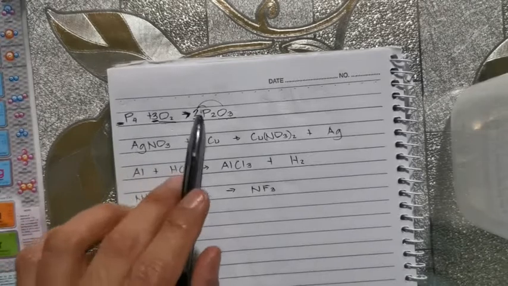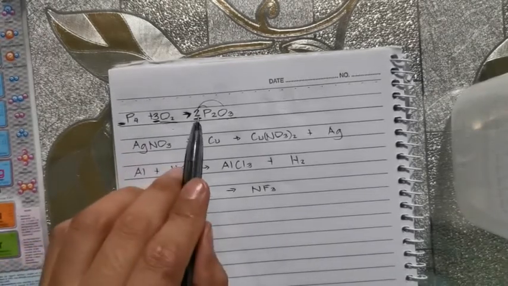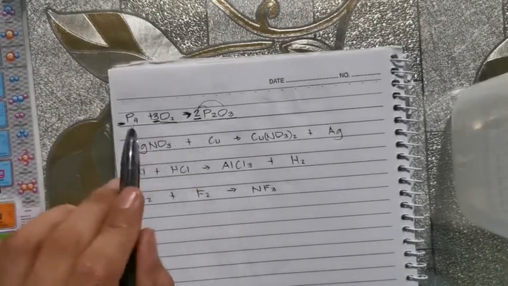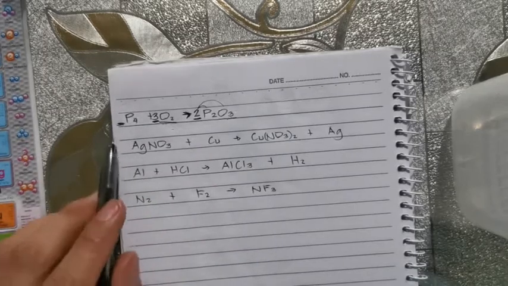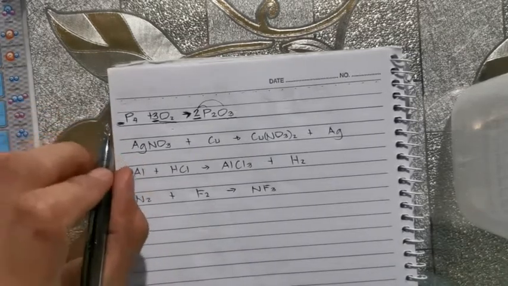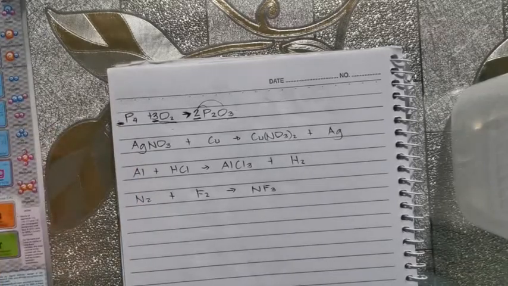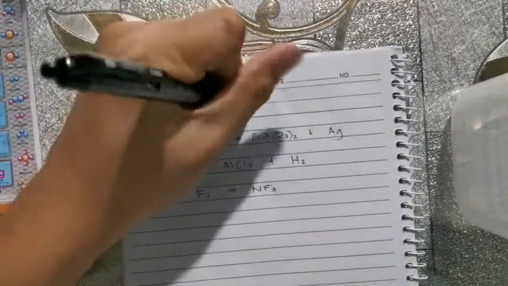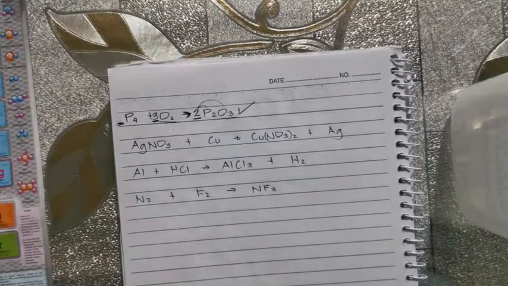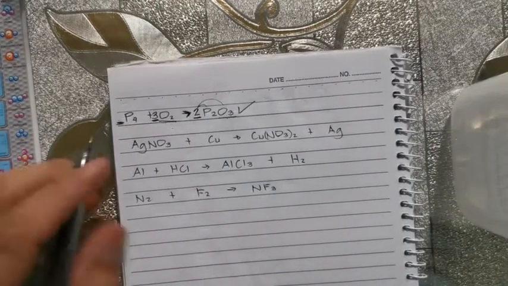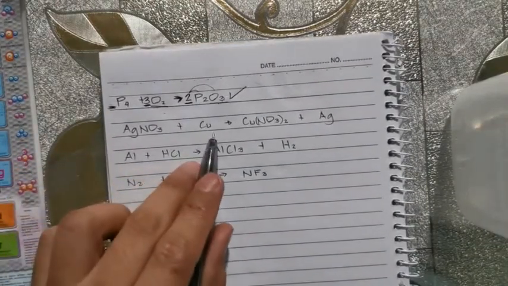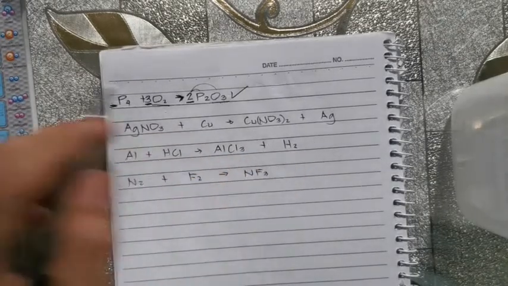Tingnan naman natin yung phosphorus. Dito yung phosphorus, 2 times 2 ay 4. Sa kabila naman ay 4. So it is now balanced. Okay lang na kahit na wag ka na maglagay ng number dito, it is already considered as 1. So this is balanced. Okay, next we have AgNO3 plus copper will produce copper nitrate plus silver.